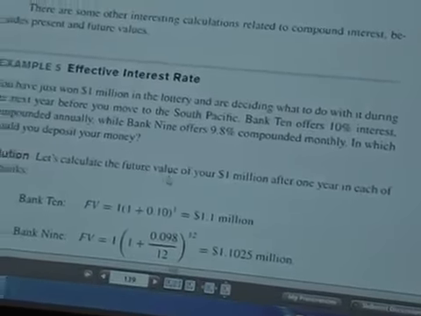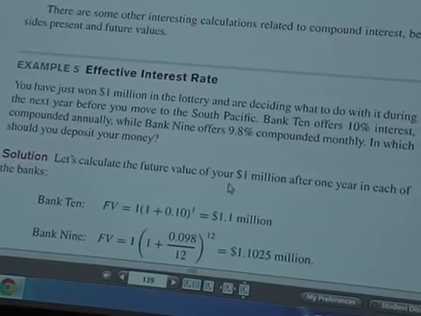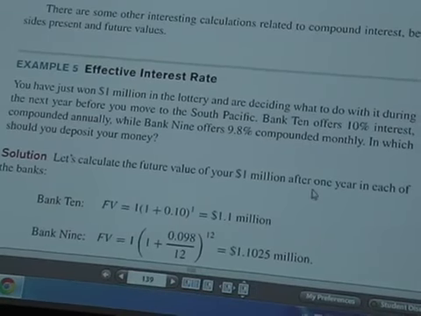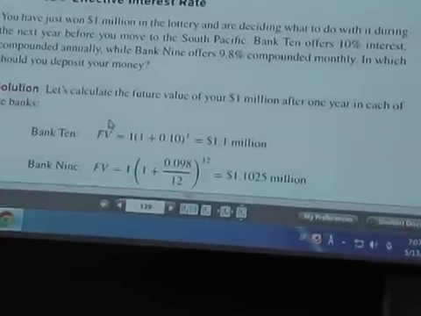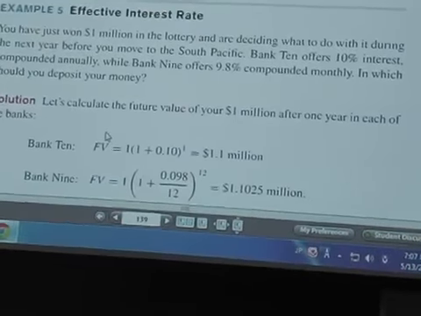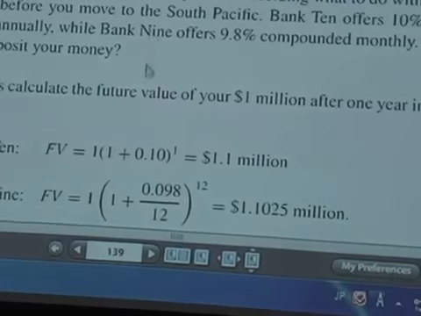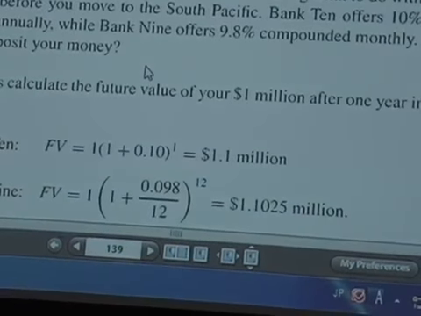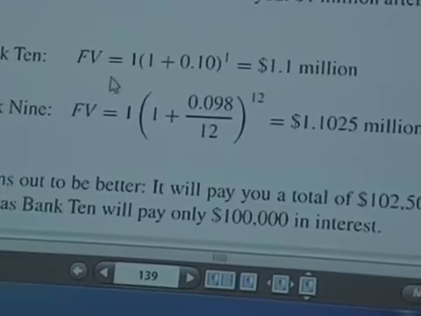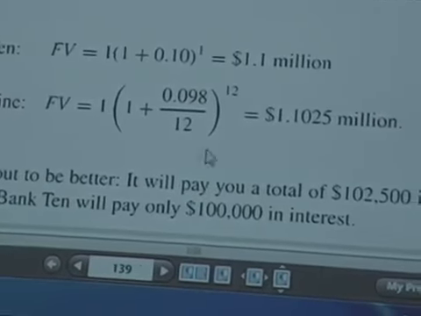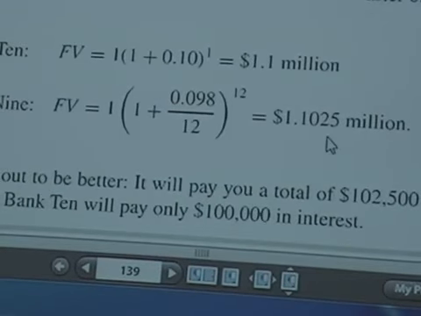So let's calculate the future value of your $1 million after 1 year in each of the banks. Okay, so we just figure out what is it worth after 1 year if I put it in Bank 10 or if I put it in Bank 9. Okay, and that's an easy calculation to do. This one is 1.1 and Bank 9 is this one. Okay, everyone get that?